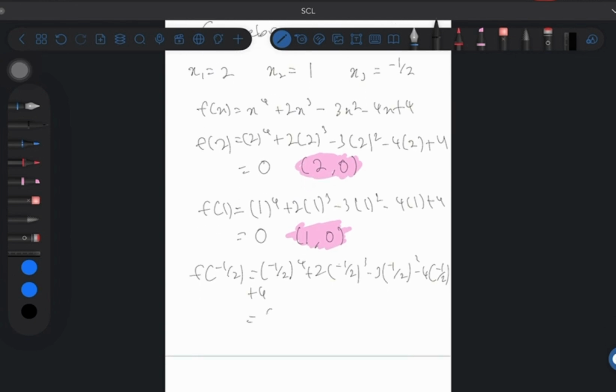We get that the value is not 0 but 81/16. So for our last minimum point is -1/2 and 81/16. So this is our point that we have to plot in the graph.